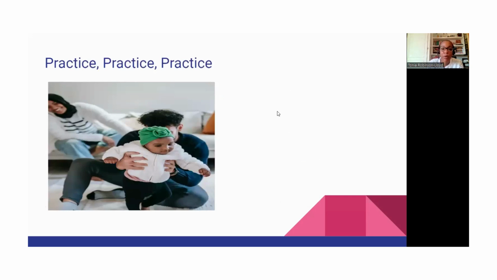Finally, practice, practice, practice, right? If babies fell down and just said, forget this walking thing, I'm just going to stay on the ground, I think none of us would be walking, right? So early clinicians, take your time, trust your process.